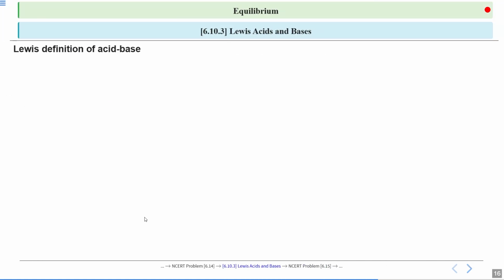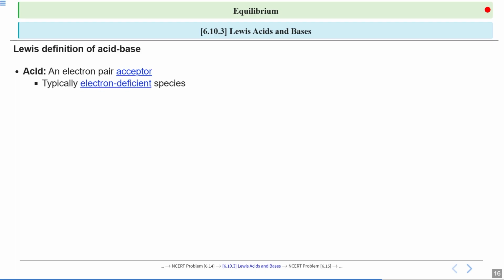Now moving on to the last definition, which is the Lewis definition of acid and base. According to this, the acids are the substances which accept an electron pair. So this was a totally new dimension, right? This was a totally new dimension where your acid was accepting an electron pair. Rather than proton and hydroxide, we are now interested in electron pair.